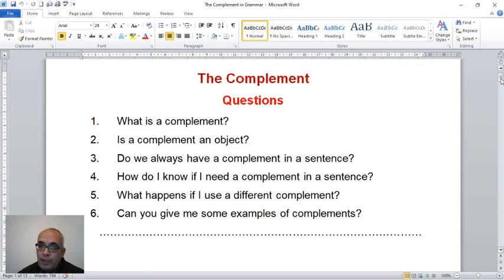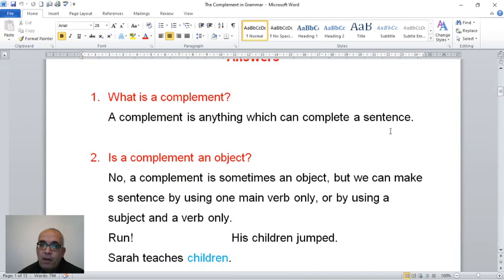Ready? Okay, steady, on we go. What is a complement? A complement comes from complete. Complete something means finish it. So a complement is anything which can complete a sentence.